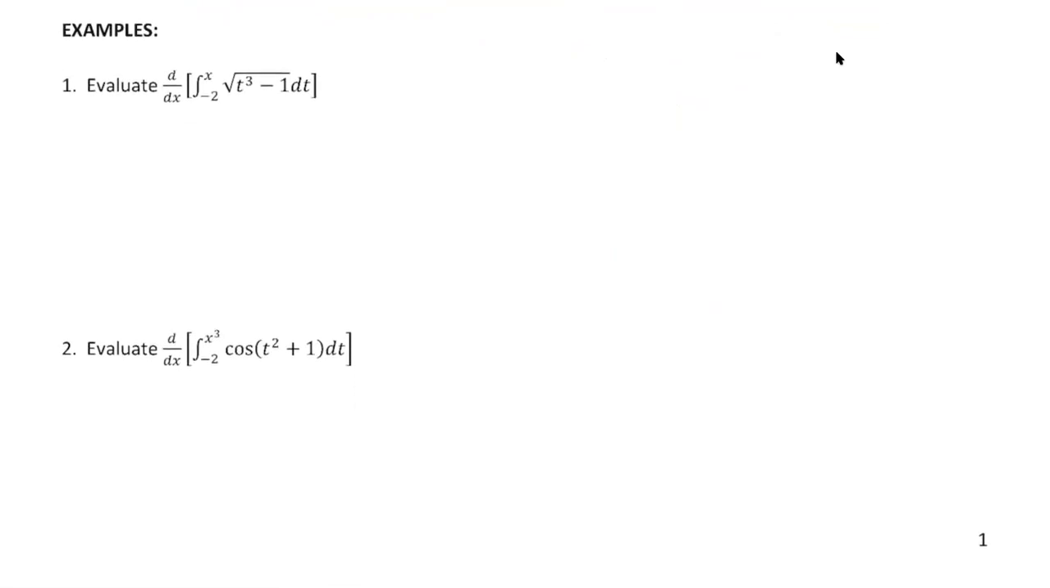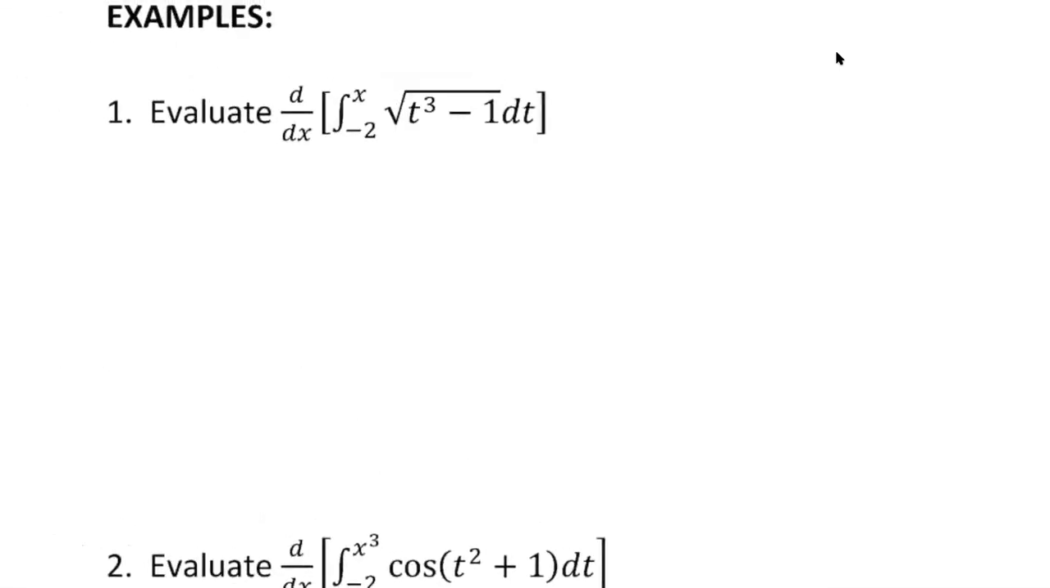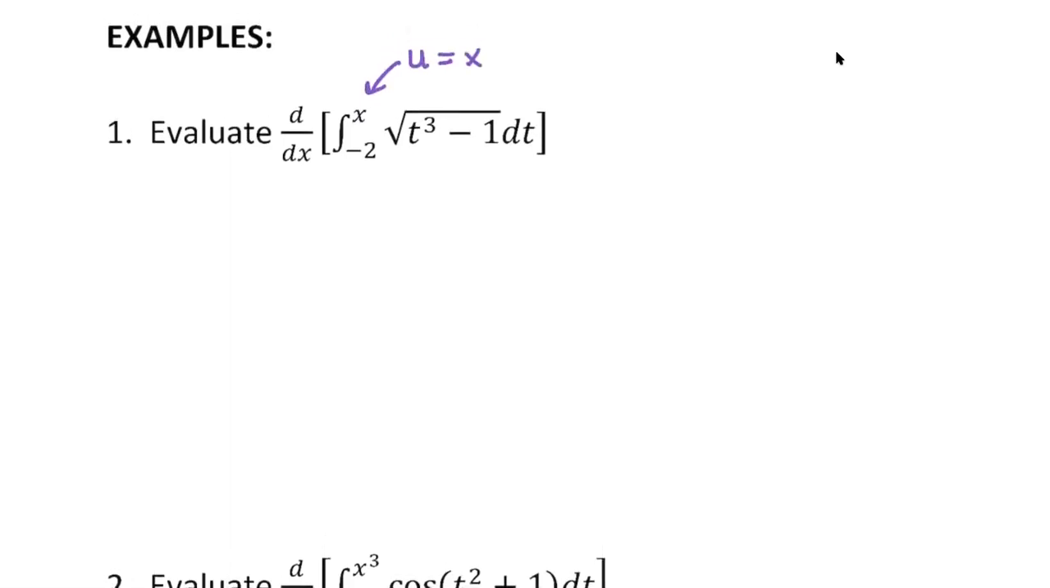We want the derivative with respect to x of the integral from -2 to x of t cubed minus 1. So in this case, u is just equal to x. So that means that du, or u prime, is just equal to 1. So when we take this derivative, the bottom number doesn't matter.